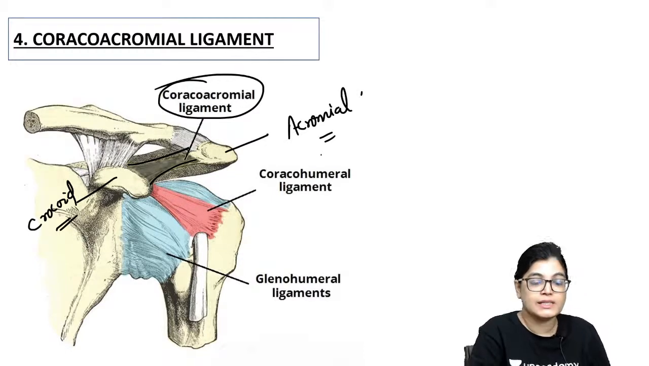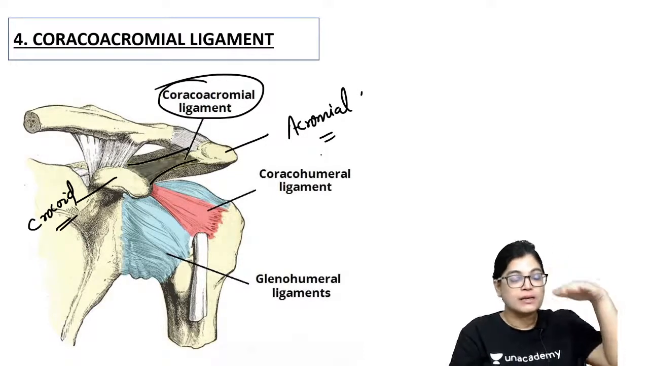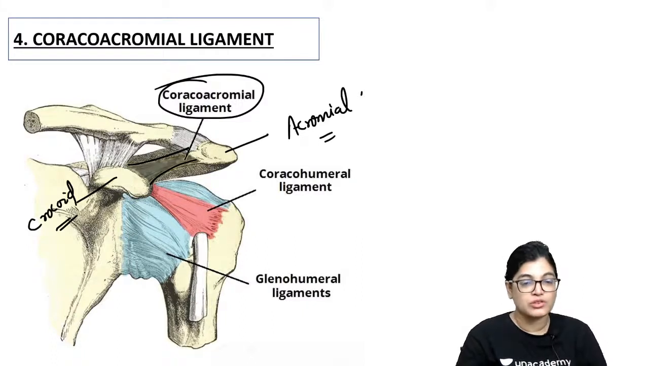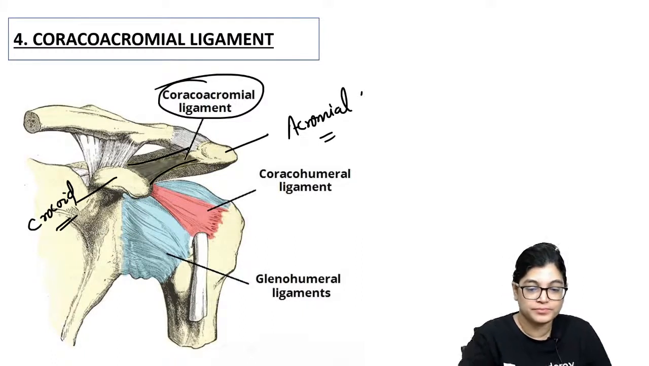It is giving superior support to the shoulder joint. Support superiorly means the shoulder joint can't be displaced superiorly, and it acts as a secondary socket for the head of the humerus.